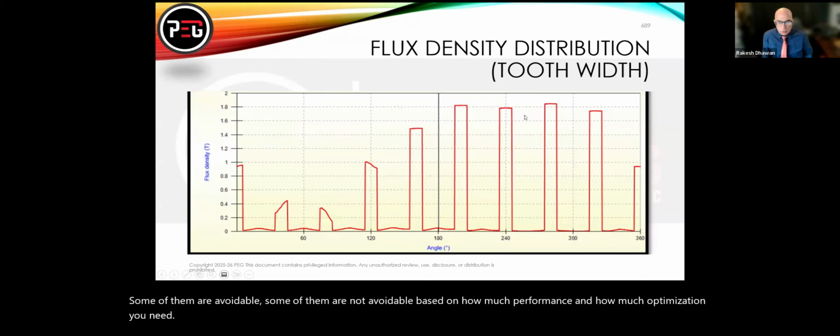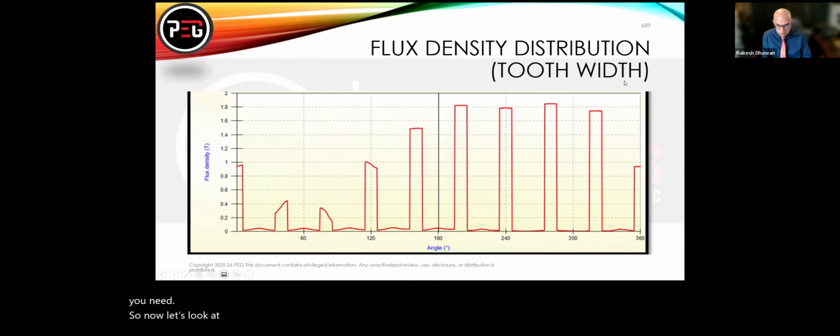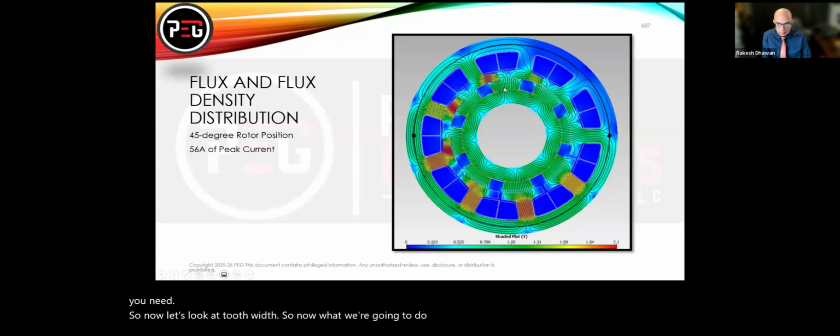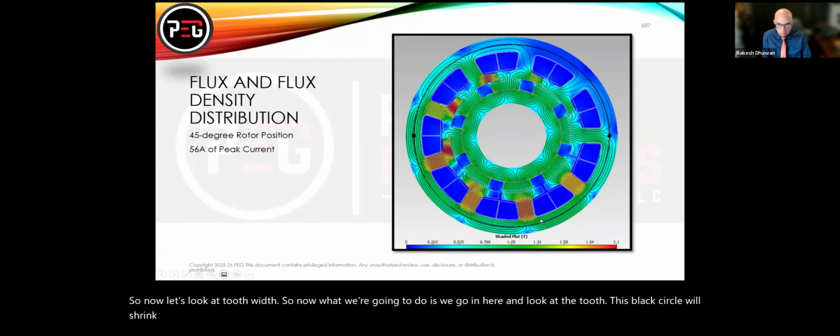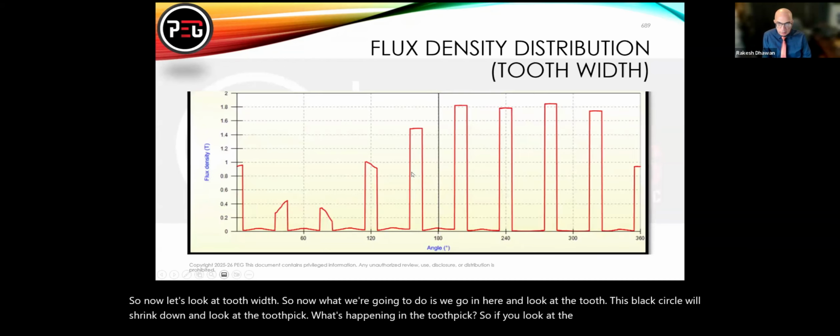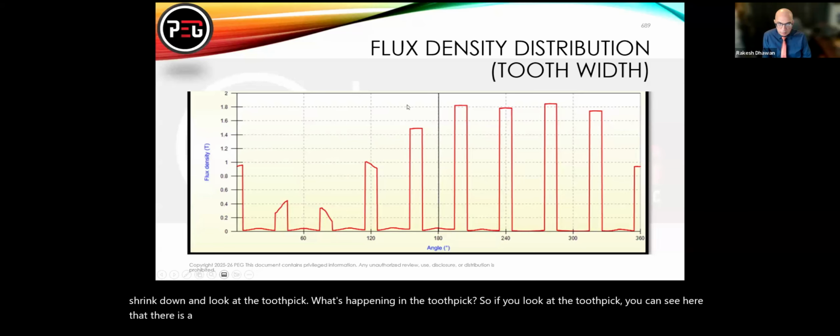So now let's look at tooth width. We go in here and look at the tooth. This black circle will shrink down and look at the tooth width. What's happening in the tooth width? If you look at the tooth width, you can see here that there is flux approaching up to 2 Tesla here.